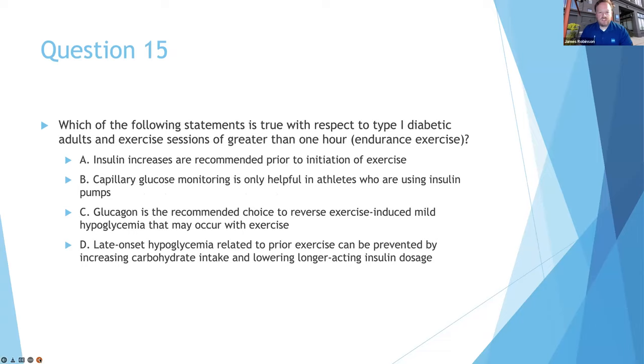Question 15, which of the following statements is true with respect to type 1 diabetic adults exercising with exercise sessions greater than 1 hour? A, insulin increases are recommended prior to the initiation of exercise. B, capillary glucose monitoring is only helpful in athletes who are using insulin pumps. C, glucagon is the recommended choice to reverse exercise-induced mild hypoglycemia that may occur with exercise. D, late onset hypoglycemia relative to prior exercise can be prevented by increasing carbohydrate intake and lowering longer acting insulin doses.